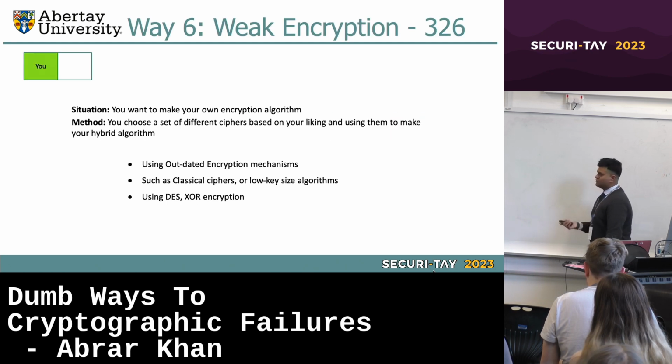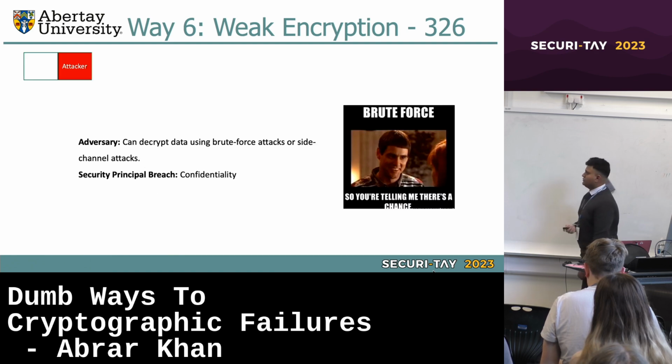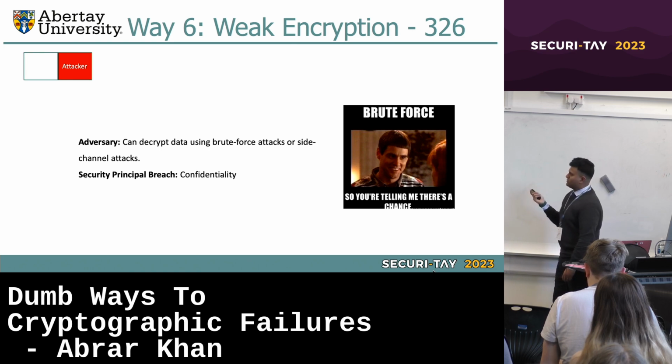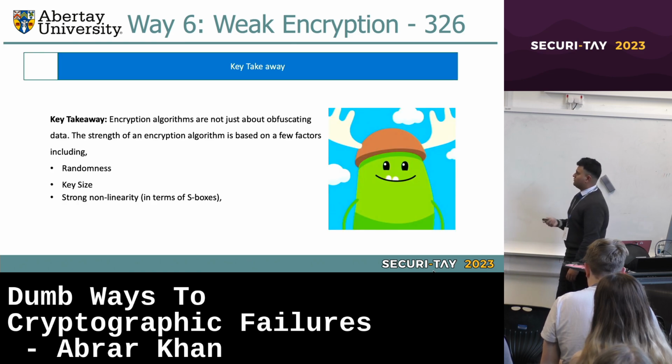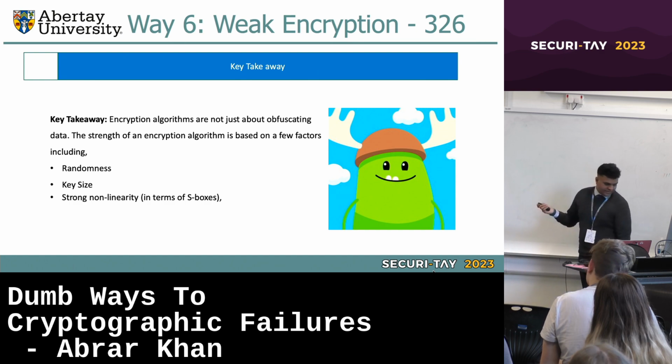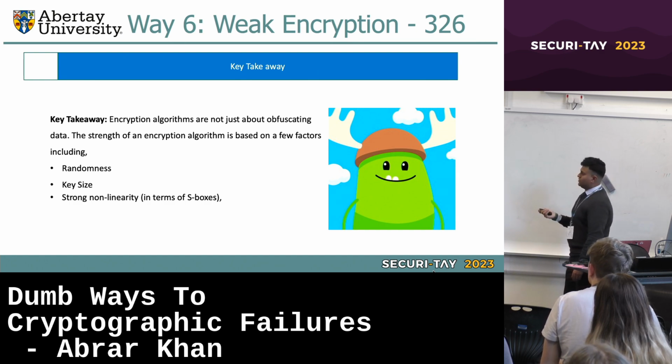Weak encryption. I think I've talked about it much. So yeah, basically the same idea. Don't use anything that's outdated, such as classical ciphers, low key size, DES or XOR encryption. Don't just do that, because brute force attacks are common and confidentiality is breached. And this is a key takeaway: always use something that has good randomness, first of all. This is a big concept, and I'm going to explain it a little further as well. And then we have the key size, which should be strong enough.